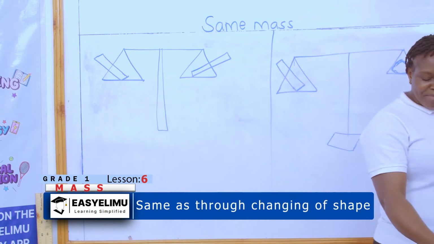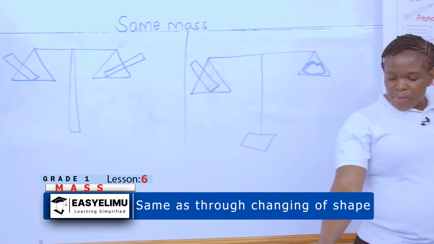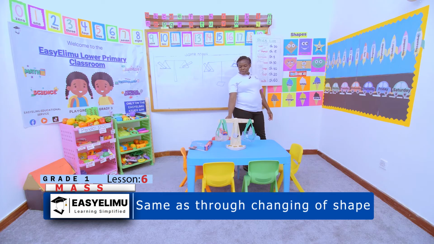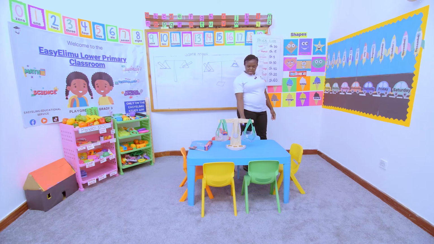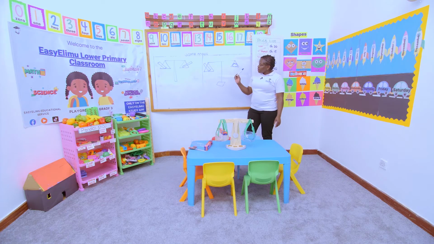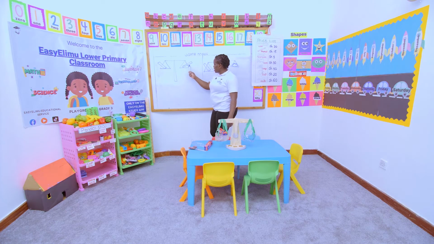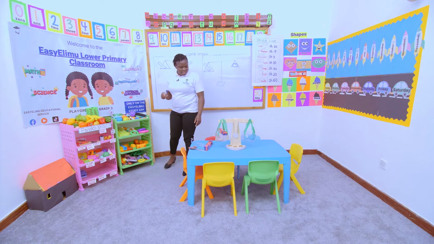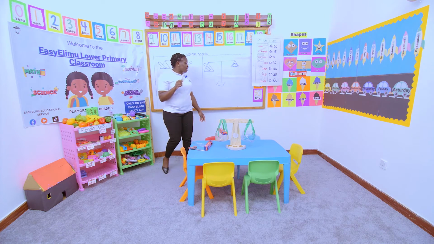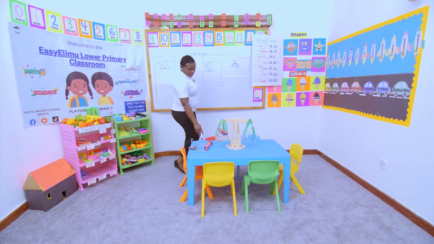The mass is still the same, because when originally I weighed them, they balanced, but they were of the same shape. But now I have changed the shape and they're still balancing. So what do we say? The shape of the Play-Doh does not affect its mass.